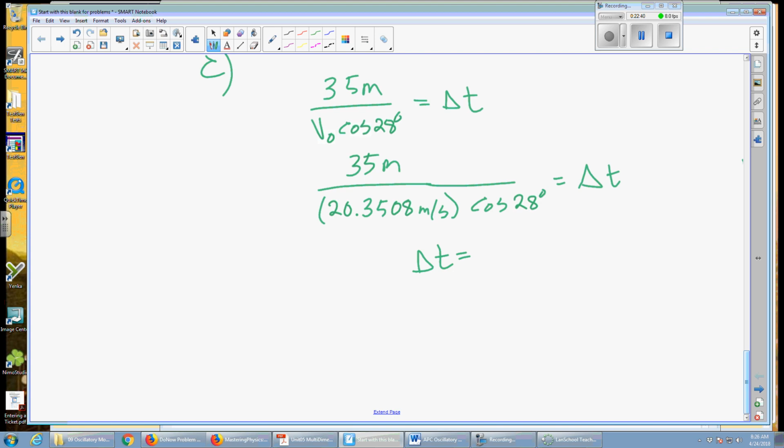Yeah, a lot of people will probably make mistakes in order of operations, so just be careful of that. And I got 1.95 seconds. Which makes sense, it would be a faster pass.